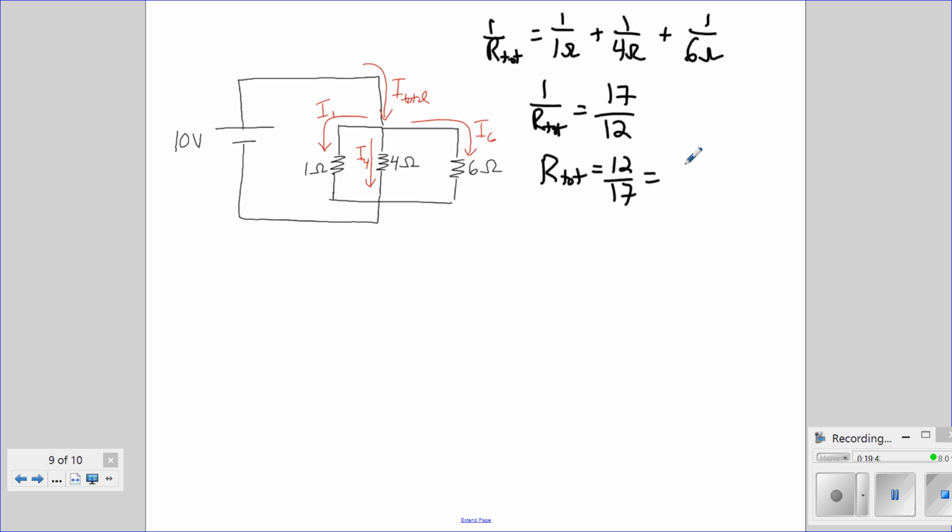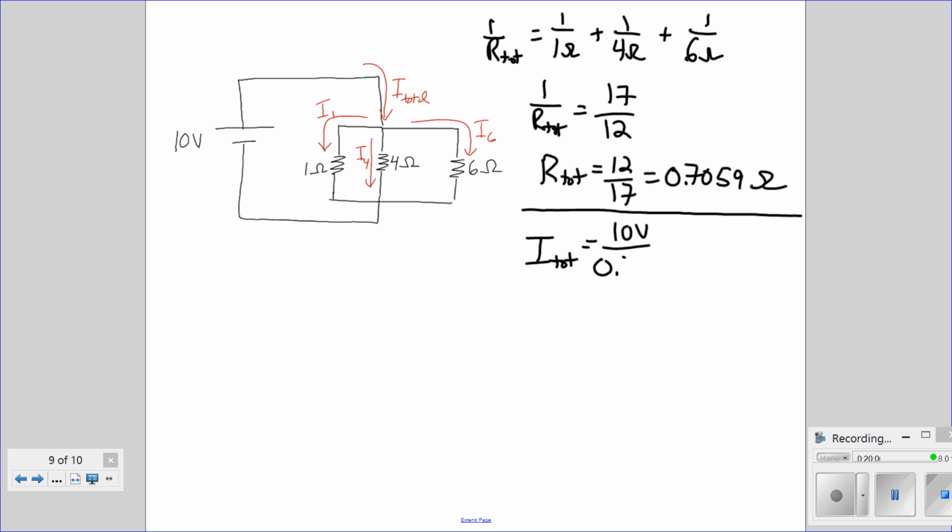Or, if we want that in a decimal, that's the more common way to write it, that would be 0.7059 ohms. If we wanted the total current, that would be the total voltage, 10 volts, divided by the total resistance, which is 0.7059 ohms, which, if you divide that out, you get 14.167 amps.